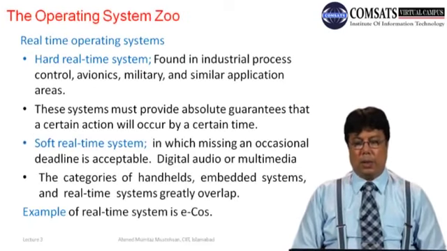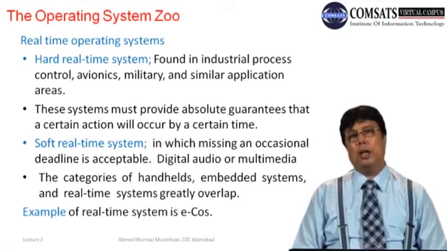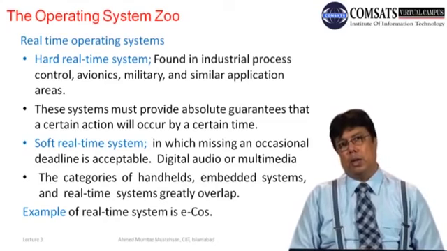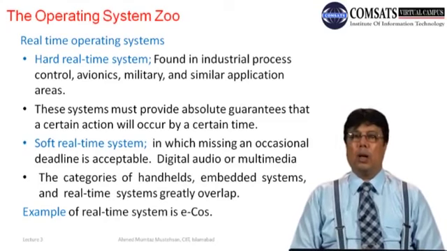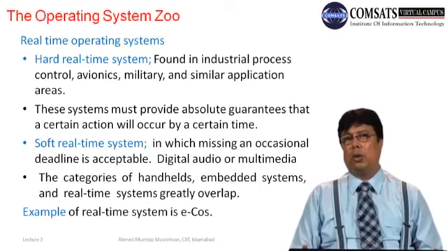Then real-time operating system. There are certain situations, environments, where the computer controls the environment. For example, manufacturing in the car industry, where you might have seen the conveyor belt, on which all the cars are moving.